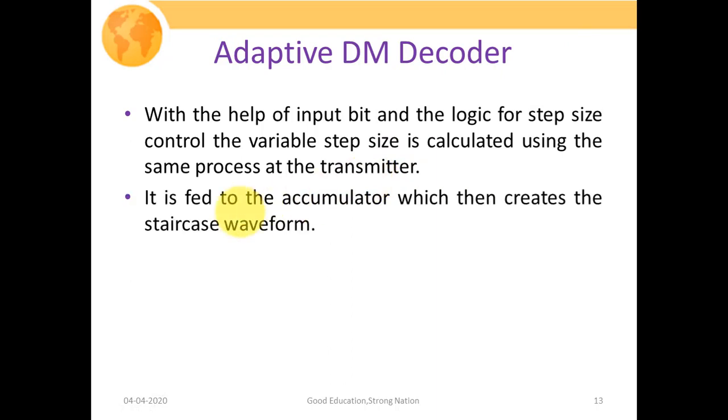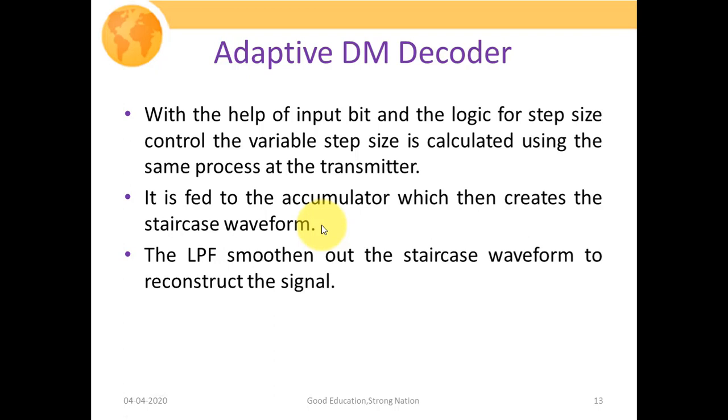Then it is fed to the accumulator, which creates the staircase waveform, as we had already discussed. The accumulator contains the previous staircase approximation version of the signal, and with the help of the incoming variable step size signal, the combination of both is going to generate the current staircase sample version of our signal. Then that staircase approximation of the signal is passed through the low pass filter, which is going to reconstruct the signal and smoothen out the waveform.